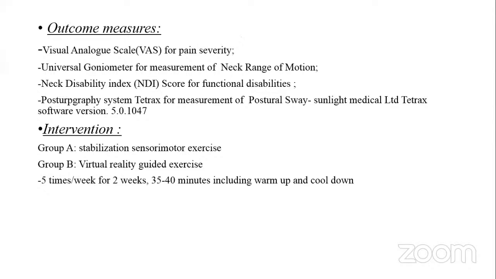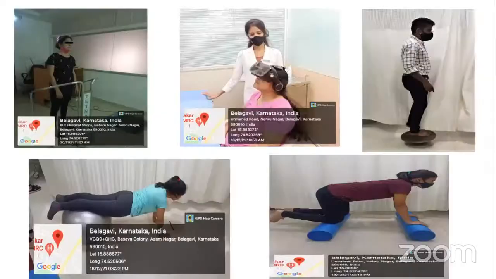The outcome measures used were the visual analog scale for pain intensity, a universal goniometer for measurement of neck range of motion, the neck disability index for functional disability, and a posturography system for measurement of postural sway. Interventions were given 5 times a week for 2 weeks, with 35 to 40 minutes per session, including warm up and cool down periods. These are the exercises which were given.